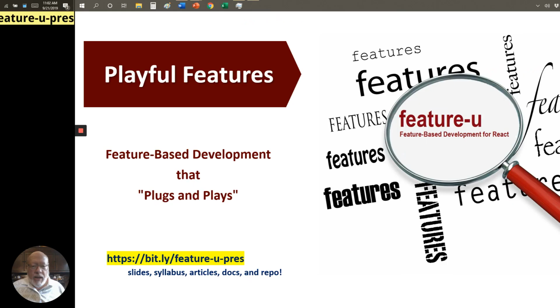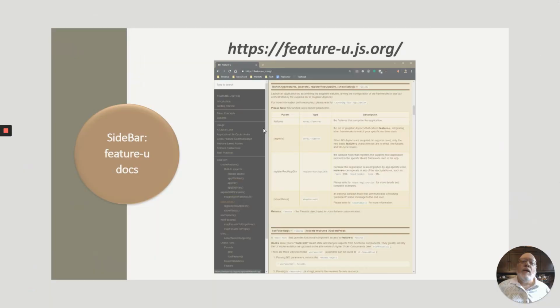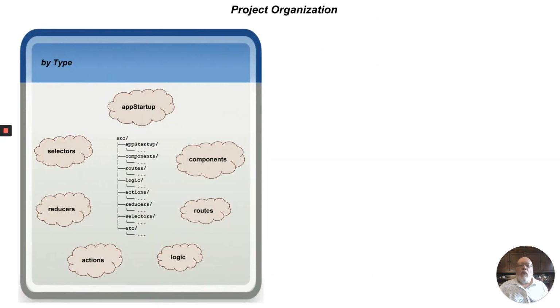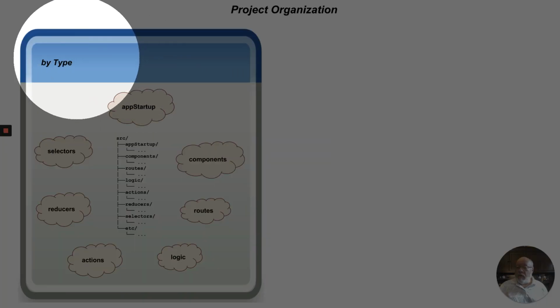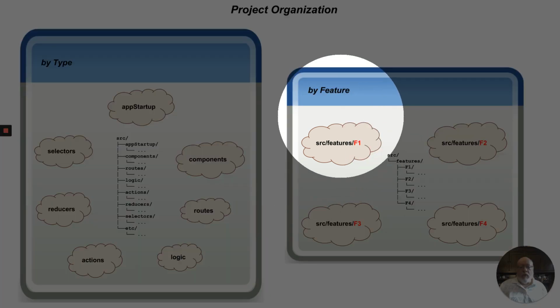Okay, let's go ahead and get started. We've already talked about the documentation. So I don't know about you, but the first thing that I think about when I think about feature-based development is your project directory structure. As a general rule, you have a choice. You can organize your code by what it is, and that would be a type organization, or you can organize it by what it accomplishes, and that would be a feature-based organization.